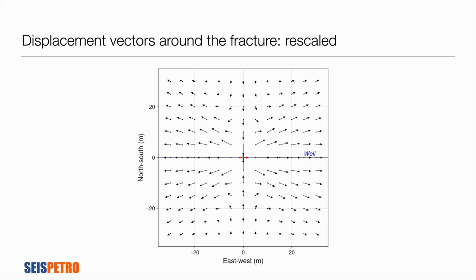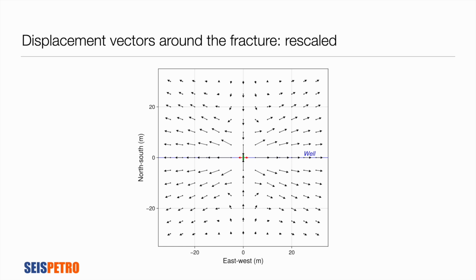So this plot here now shows exactly the same results, except that I've adjusted the lengths of the vectors to clarify the information a little bit, make it a little bit easier to detect patterns. We can still see that they are longer close to the fracture, but we can focus more clearly on the orientations or directions of ground motion.